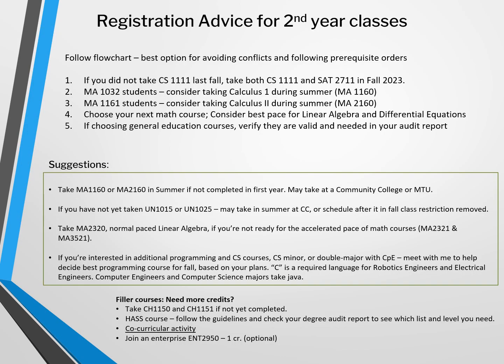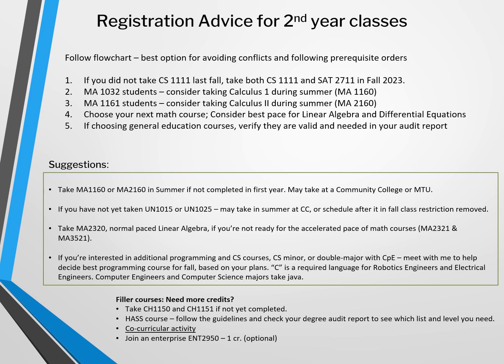This slide is mainly for students going into the second year. If you did not complete CS 1111, take both CS 1111 and SAT 2711 together in fall of 23. If you did not complete Calculus 1 or Calculus 2 this year, try to take it during summer at your community college or through Michigan Tech. That could save you from adding a semester to your graduation plans later on.